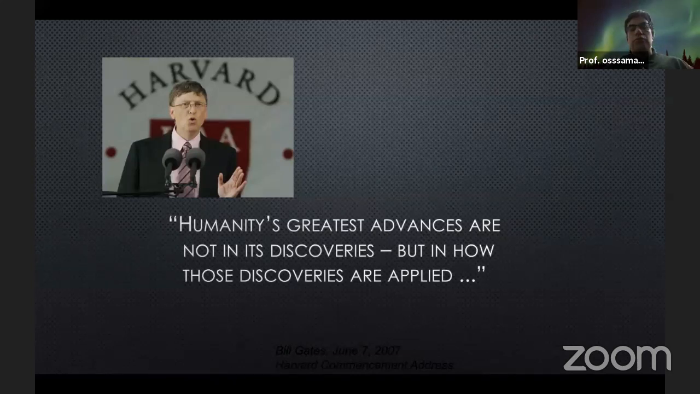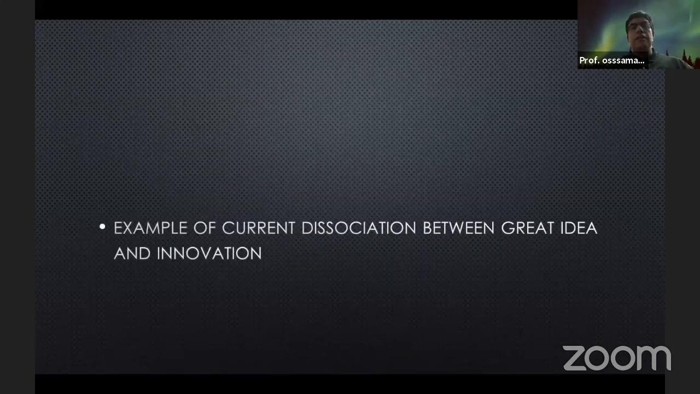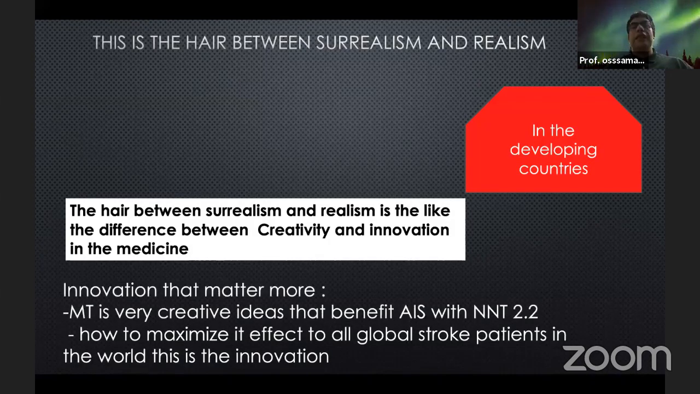An example of the current dissociation between great ideas and innovation can simply be seen when we look at the status of mechanical thrombectomy worldwide, especially in developing areas like our area, suffering from a lot of problems and obstacles that hinder the full maximization and utilization of such a historical and phenomenal treatment. As Dr. Bassem said, mechanical thrombectomy is a creative idea that benefits acute ischemic stroke with a number needed to treat of 2.2. This is a historical number needed to treat for a tool of therapy in medicine, because I don't think any other tool in medicine can achieve such a number.